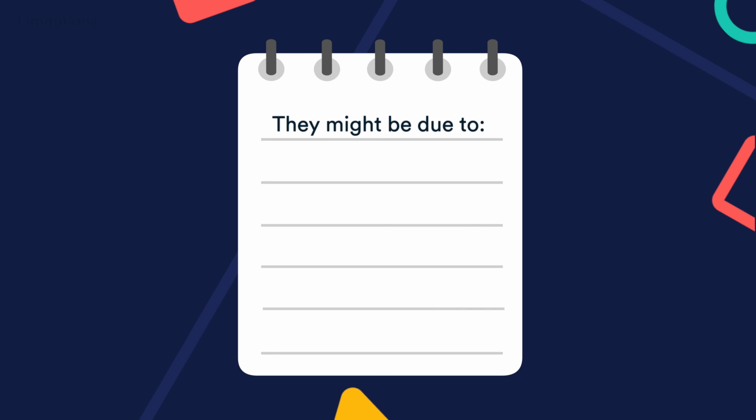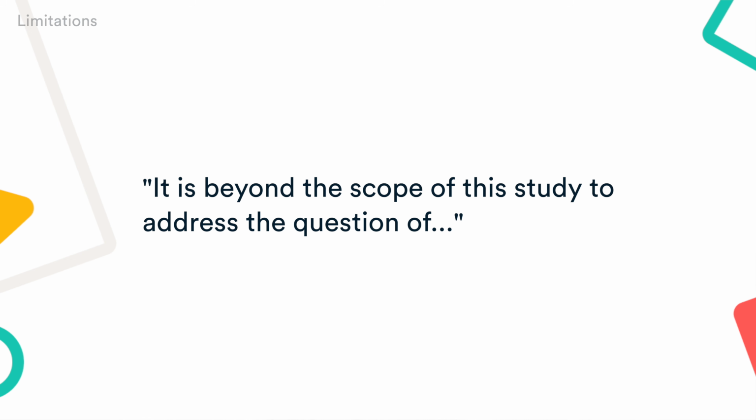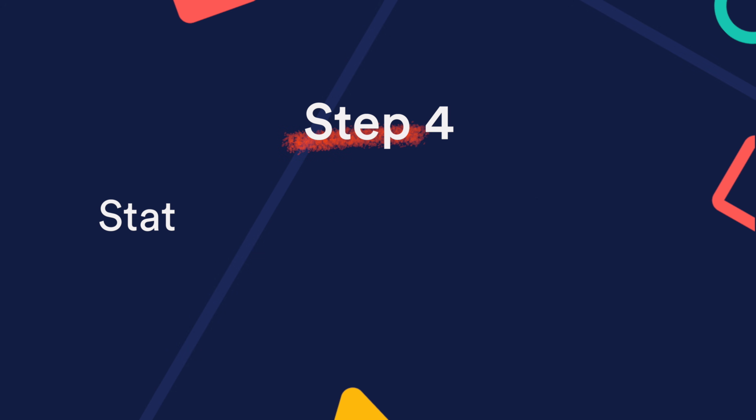Limitations might be due to your overall research design, your methods or samples, or unanticipated obstacles that emerge during the research process. After noting the limitations, you can reiterate why the results are nonetheless valid for the purpose of answering your research questions. For example, it is beyond the scope of the study to address the question of.